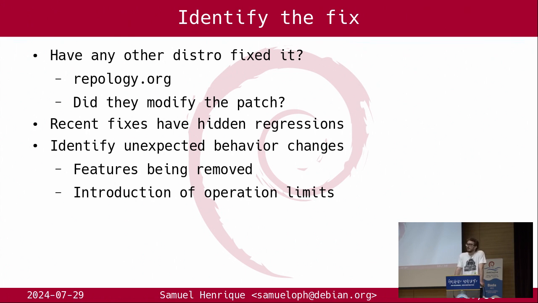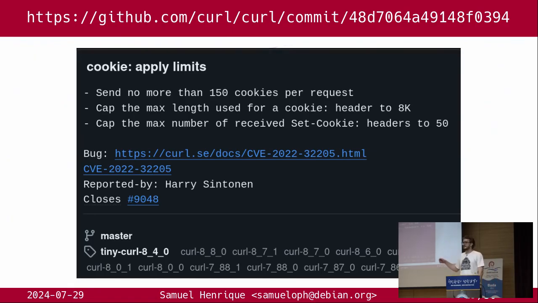Again, it depends on the severity, but you need to consciously make that decision. You need to be aware of this. And the introduction of operation limits is also something that catches people off guard. This is an example of that. This is one of the commits for a curl CVE.